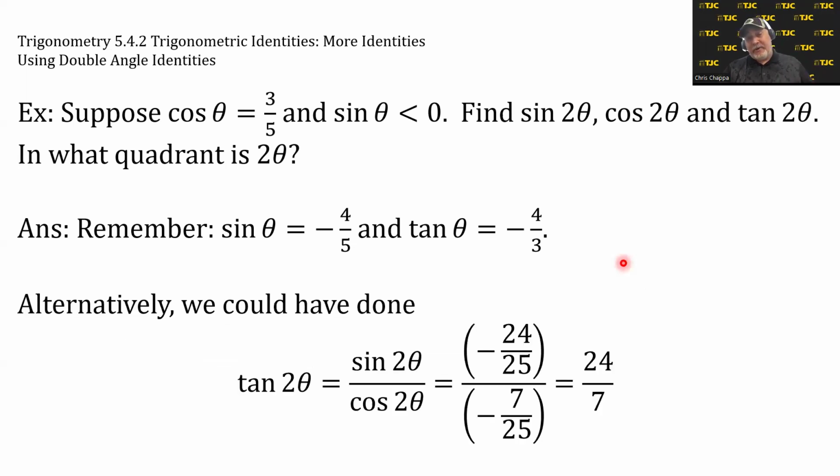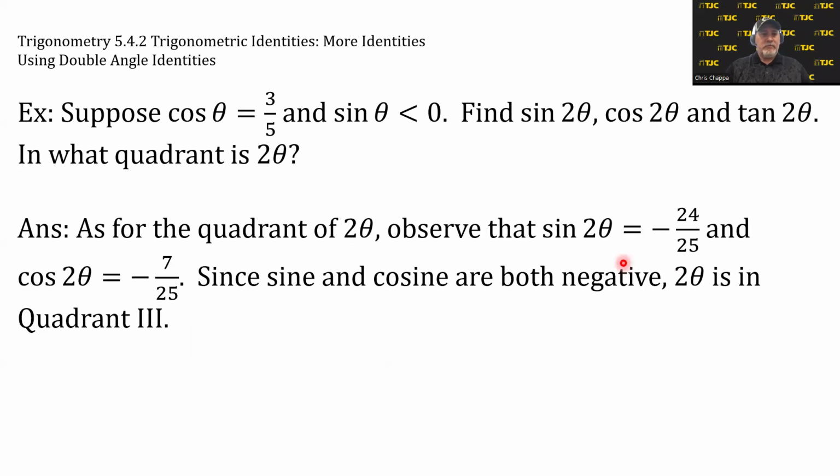Now, alternatively, we could have said tangent of 2 theta equals sine 2 theta over cosine 2 theta, and just taken the ratio of the first two answers. We still would have gotten 24/7. Now, as for the quadrant of 2 theta, observe that sine of 2 theta was negative 24/25, and cosine of 2 theta was negative 7/25. Since sine and cosine are both negative, 2 theta is in quadrant 3.